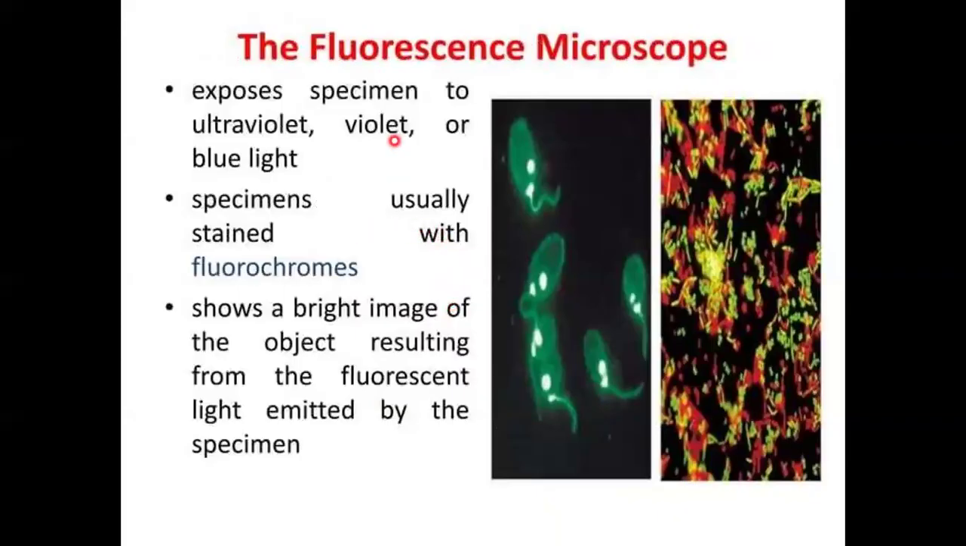Then we have fluorescence microscope. Basically, we expose it to ultraviolet, violet, or blue light. So as you can see, it's a bright image. This is what we call fluorescent light. It's going to expose it like this.